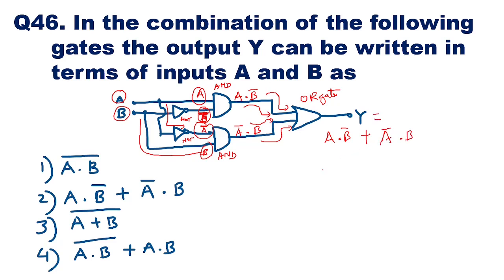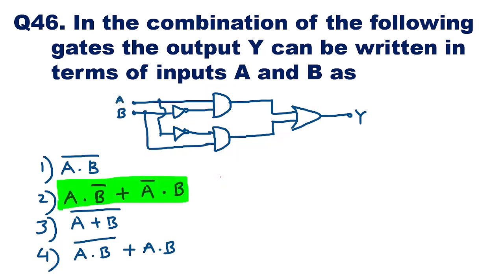Now this combination is given in the second option here. It is A into B bar plus A bar B. So option 2 is the right answer here.